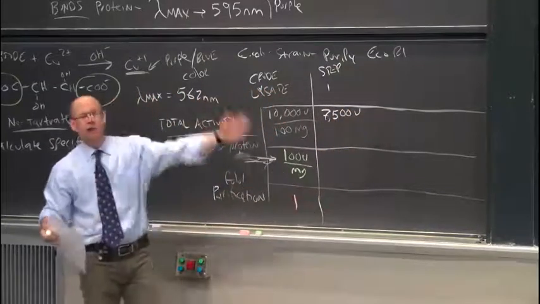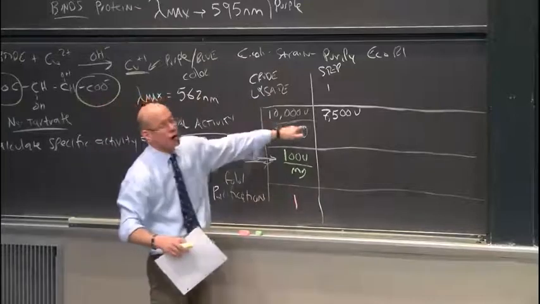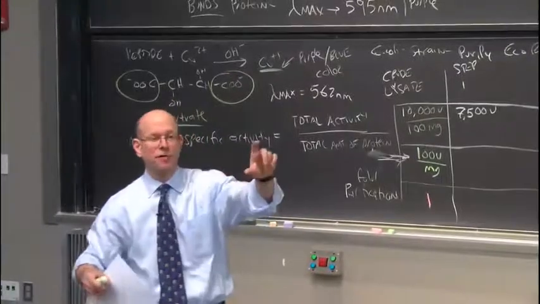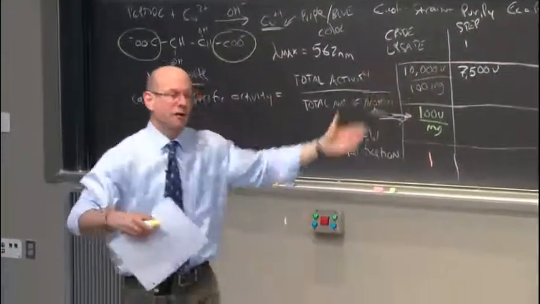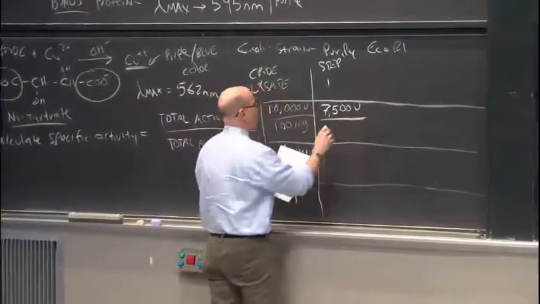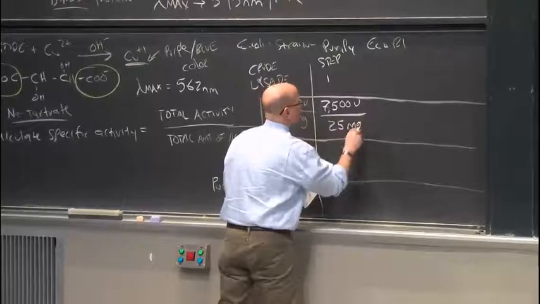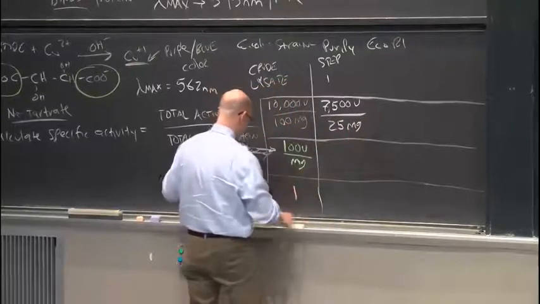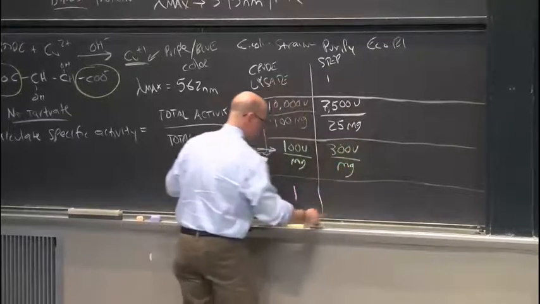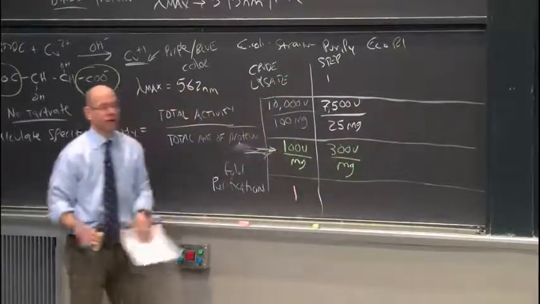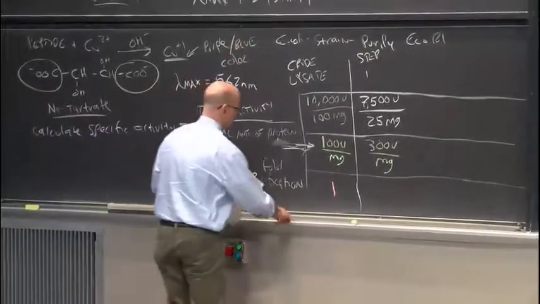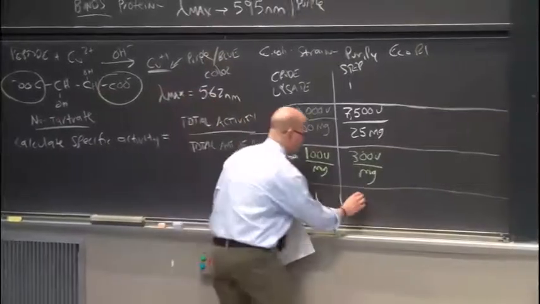Why? Because no purification step is perfect. I lost some of my enzyme purifying it, just like you know from chemistry. When you try to purify something that you've synthesized, you don't get 100% yield. So I only got 7,500 units back. But I did that in 25 milligrams of protein. So now my specific activity has gone up to 300 units per milligram. The original lysate was 100 units per milligram. Now it's 300 units per milligram. How much purification did I get? 3-fold, right?